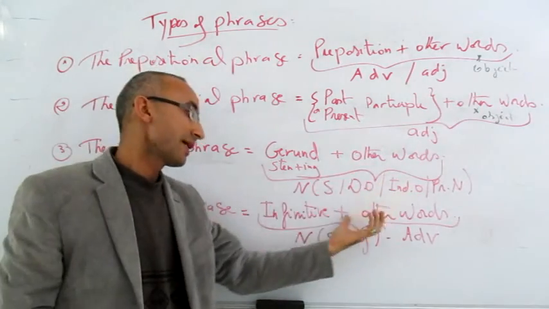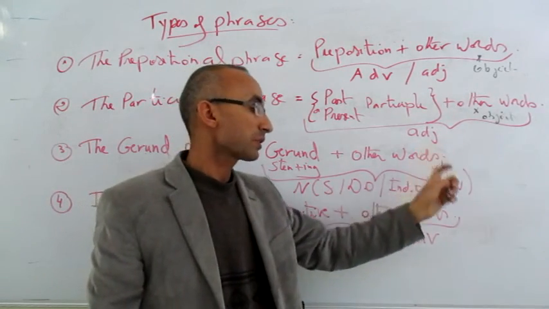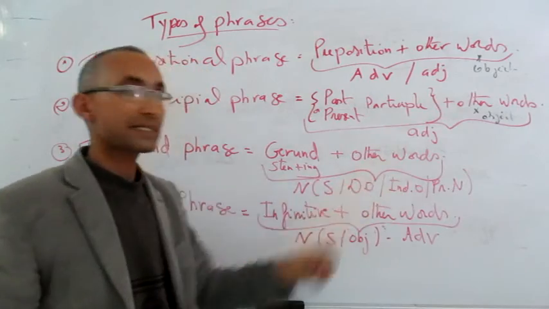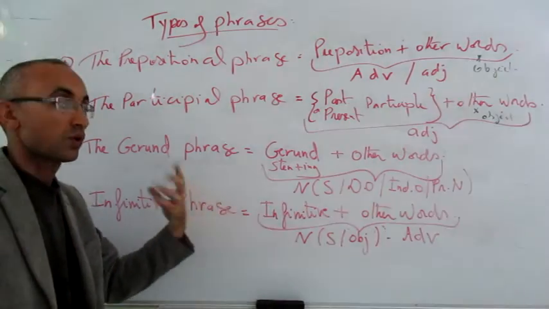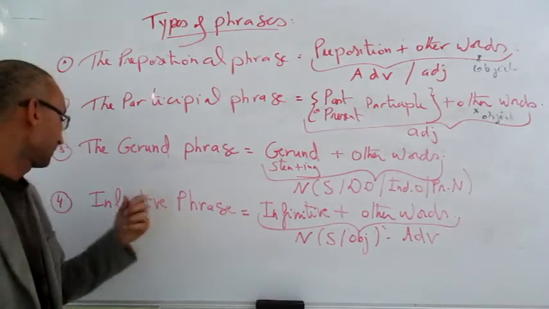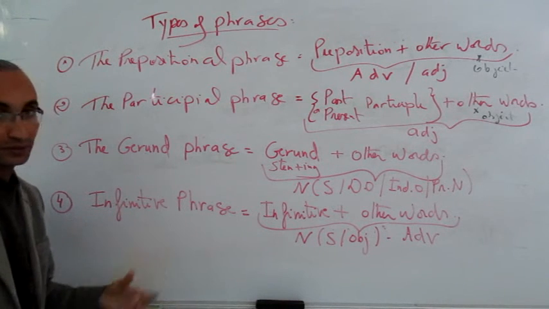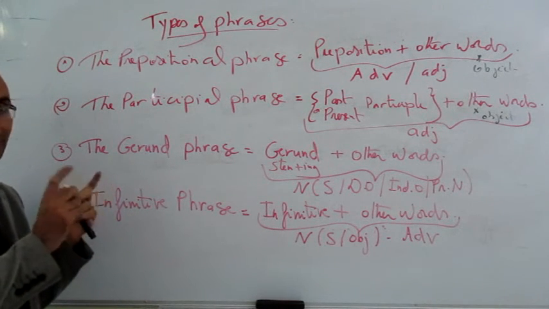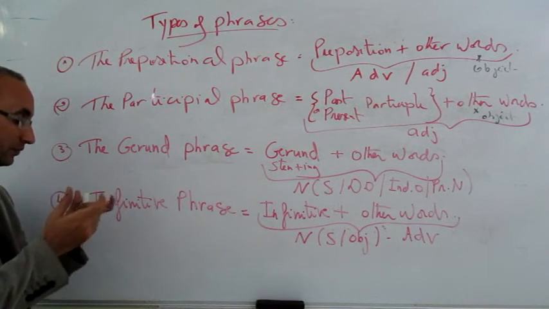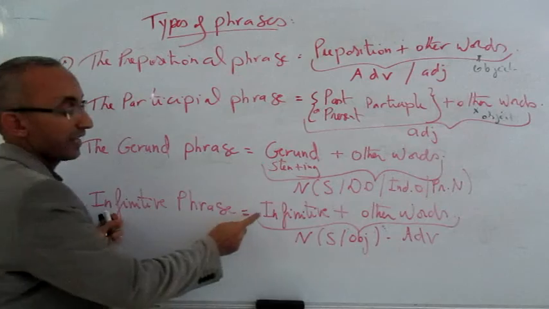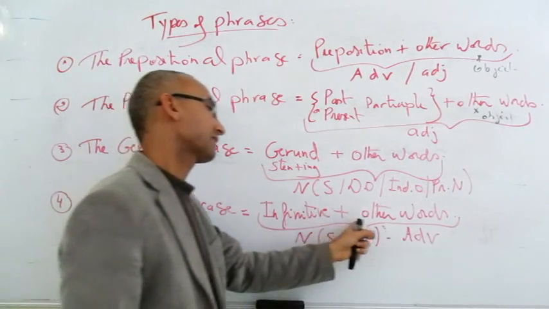plus other words, and it can be the subject, direct object, or predicate nominative, always acting as a noun. You can discover it by asking the right question: who, what, and so on. Clear. The infinitive phrase also is the simplest type, because its structure is very easy to discover and to know. Infinitive phrase starts with the infinitive, to plus stem, clear, and plus other words.